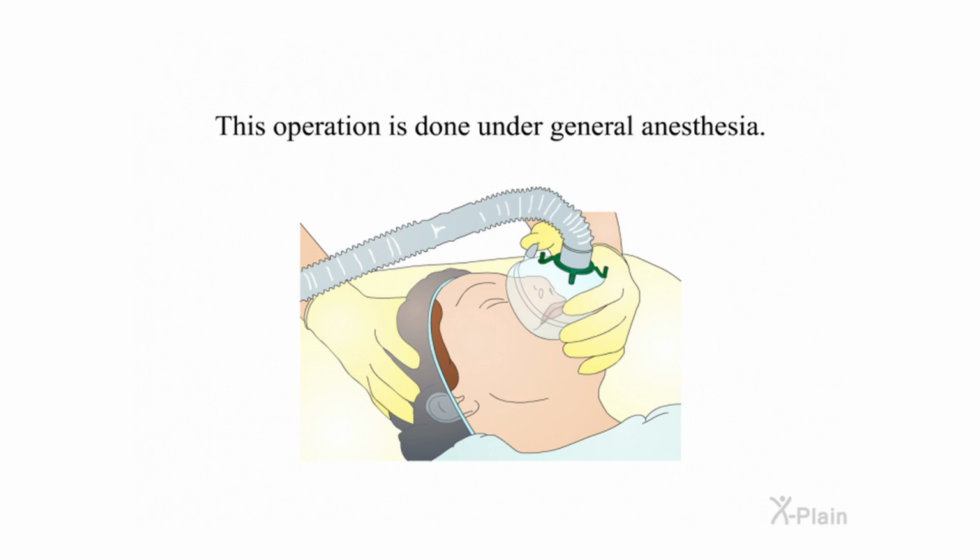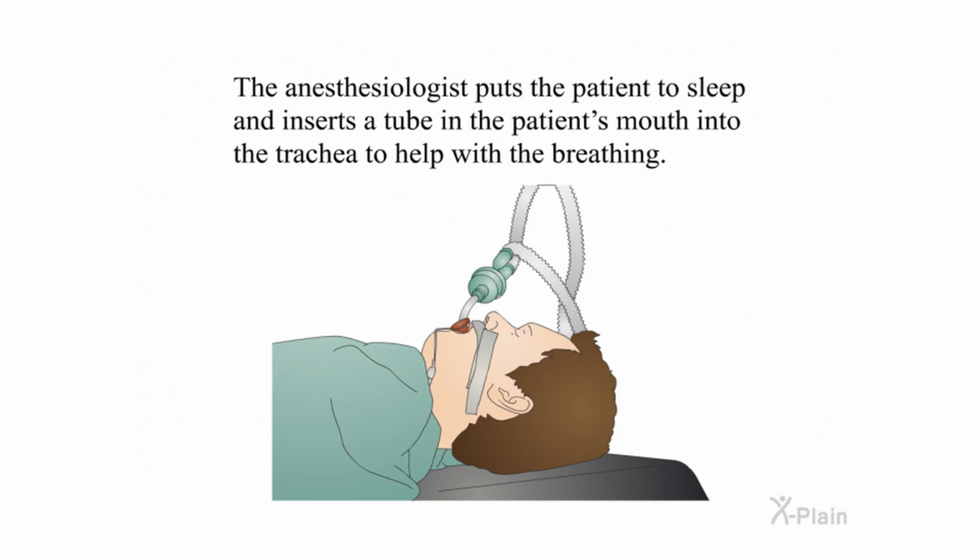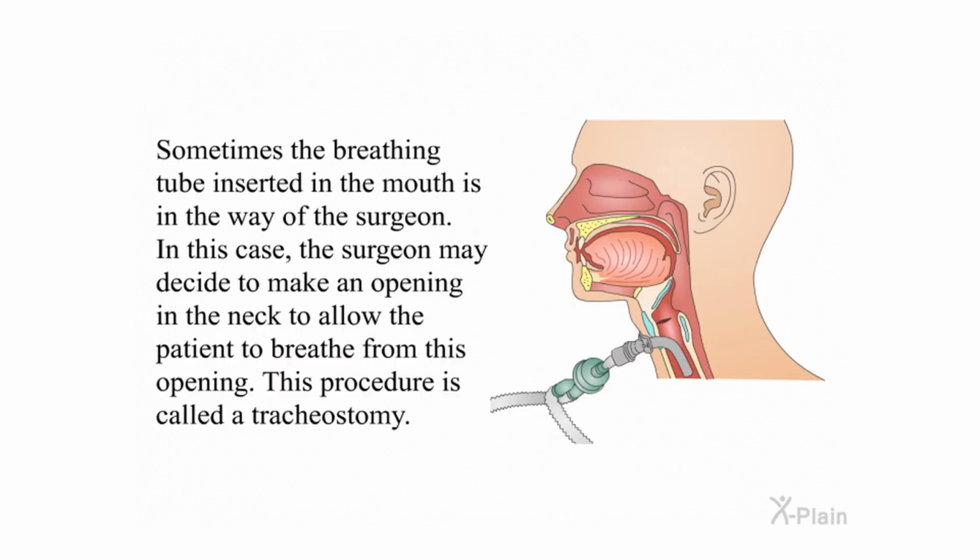This operation is done under general anesthesia. The anesthesiologist puts the patient to sleep and inserts a tube in the patient's mouth into the trachea to help with the breathing. Sometimes the breathing tube inserted in the mouth is in the way of the surgeon. In this case, the surgeon may decide to make an opening in the neck to allow the patient to breathe from this opening. This procedure is called a tracheostomy.